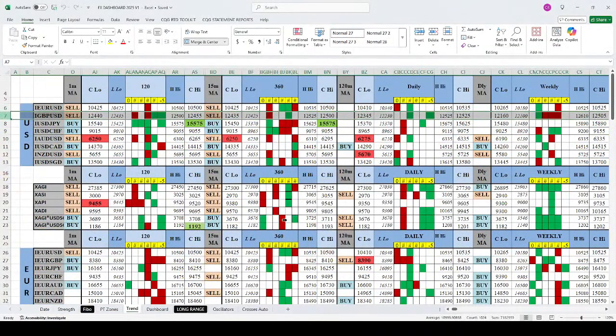Okay, the next major currency we are looking at is the pound. The trend on the hourly is flat with a downside view. 360 is also flat with a downside view. Daily is flat with an upside view, and weekly is flat with an upside view.